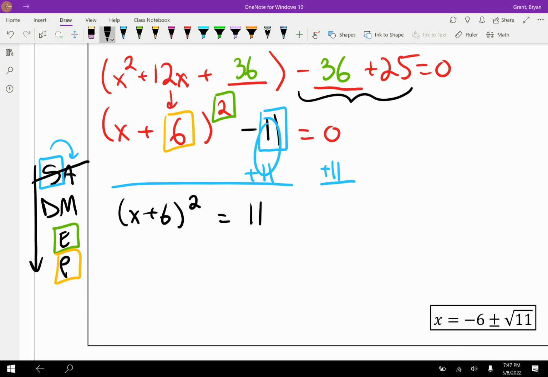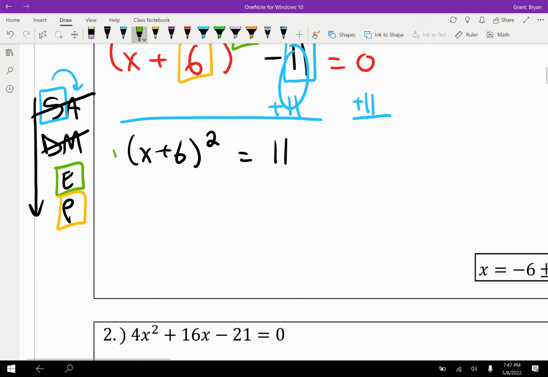We've taken care of addition and subtraction. There was no multiplication and division. We're on to exponents. Anyone remember how to do a square? Hope you do. To undo a square, we just have to use our square root. The square root always requires a plus minus to be written in because there's two answers to a square root. But once we're here, the question becomes, what is the square root of 11?